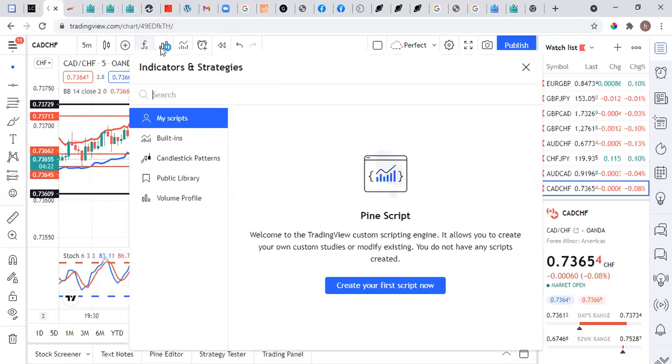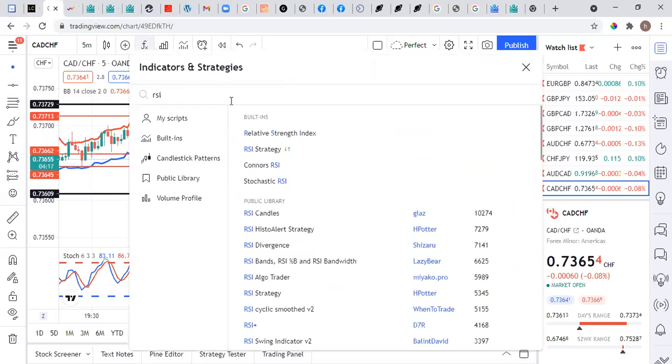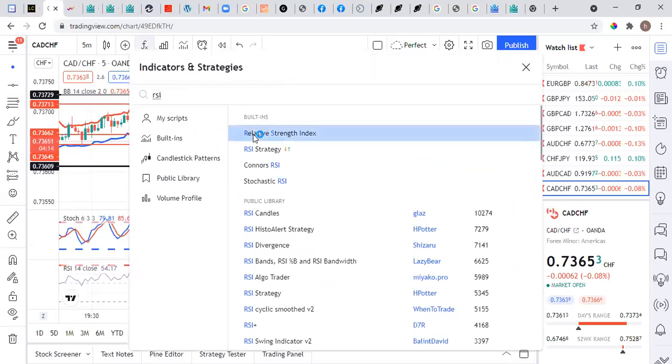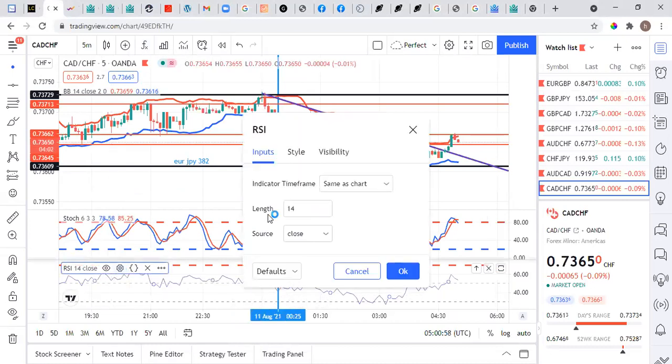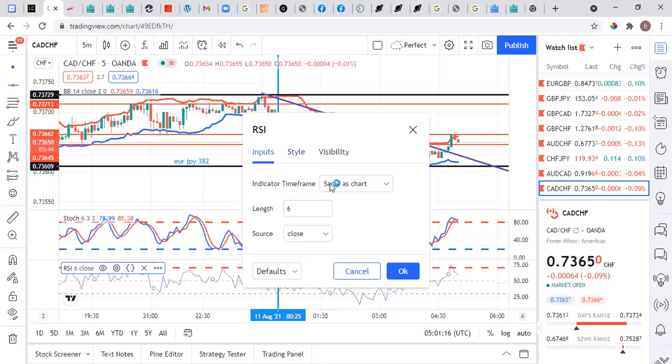So I'm going to add the RSI, or relative strength index. This is it. This is the RSI. The same way, you also want to set the RSI. We'll make this 6. Let's leave this one. Make it a time frame. Let's leave this one.